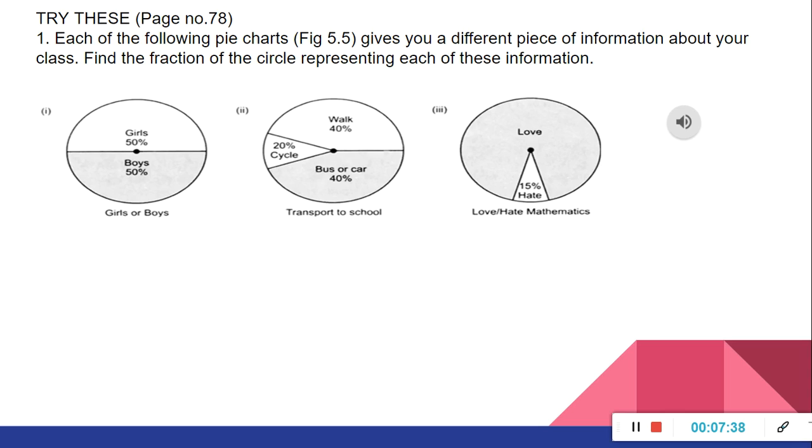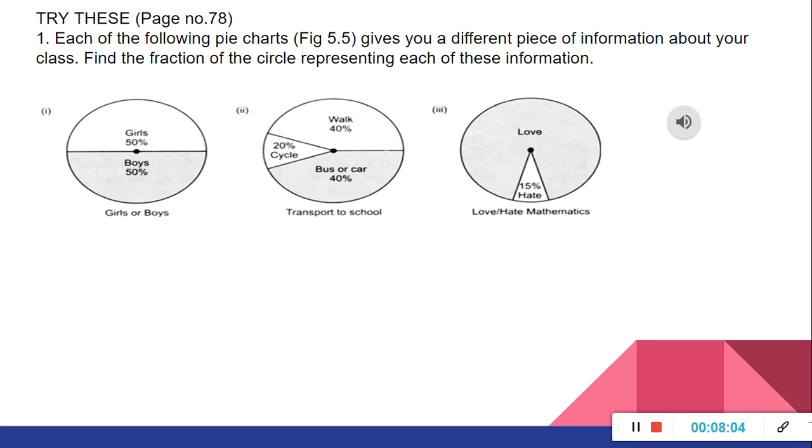Then the second one is transport to school: 40% walk, 40% bus or car, and 20% cycle. The third one is love or hate mathematics. How many children like mathematics? How many dislike it? Here 15% hate mathematics and the remaining love mathematics. Okay, so now let's see the answer.